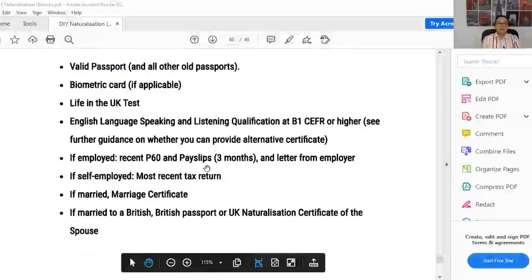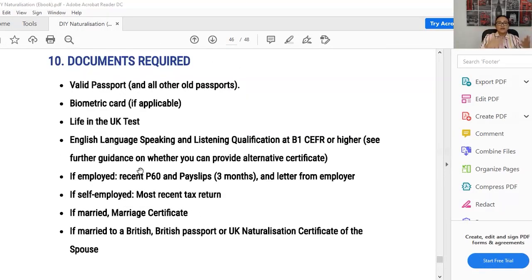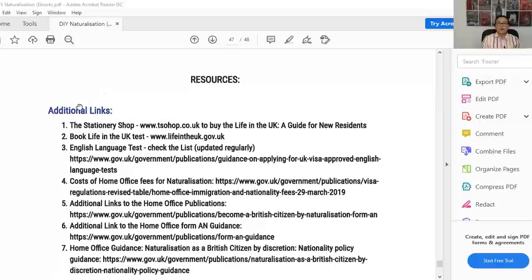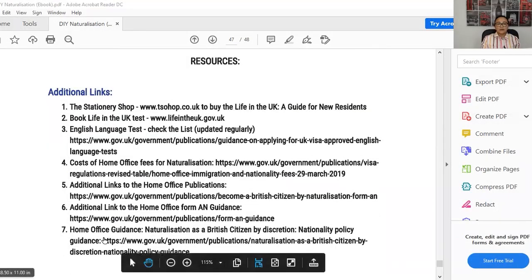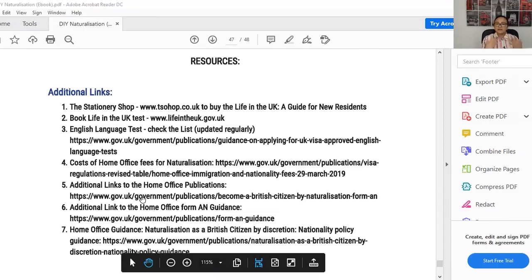Okay, so those are the requirements. There may be some more requirements that are not mentioned here, but when you submit, there will be a checklist that says what you need to show. Here we've kindly added all the additional links. We've added the Home Office guidance as well, if you want to read it yourself, it's very long, and the link to the Form AN guidance, the naturalization guidance, from the Home Office. So if you want to double-check everything I've said, feel free to read all of these resources.